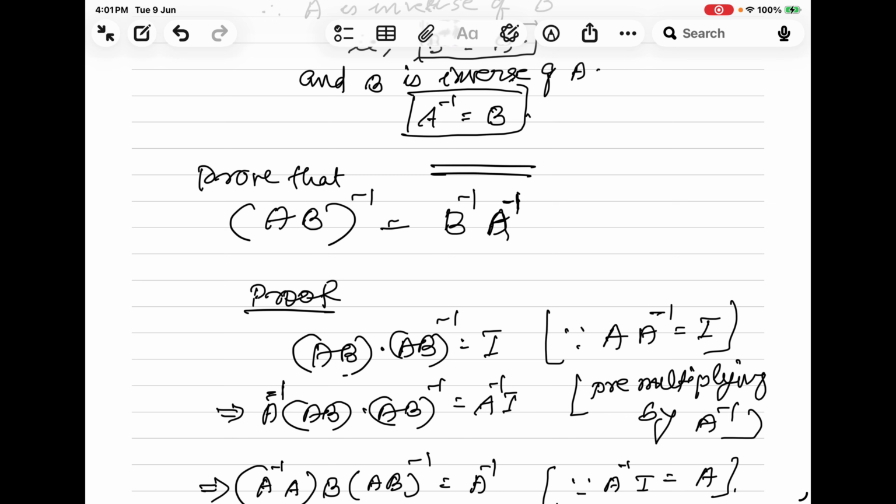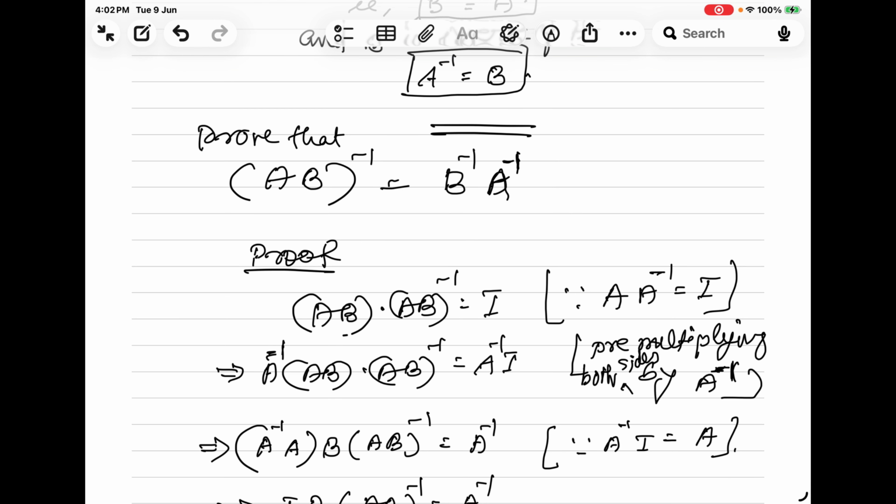We know one result, A into A inverse equals I. Therefore, AB into AB whole inverse equals I. So the proof starts from this step: AB into AB whole inverse, that is LHS, equals I. We multiply both sides, pre-multiplying by A inverse. That is A inverse into AB into AB whole inverse equals A inverse I.